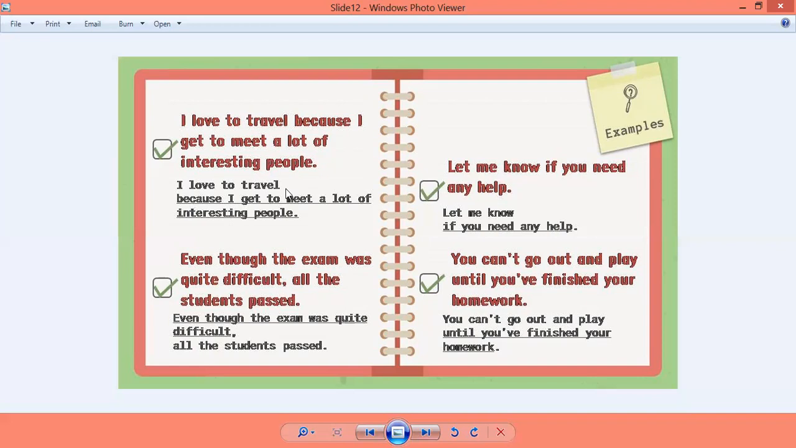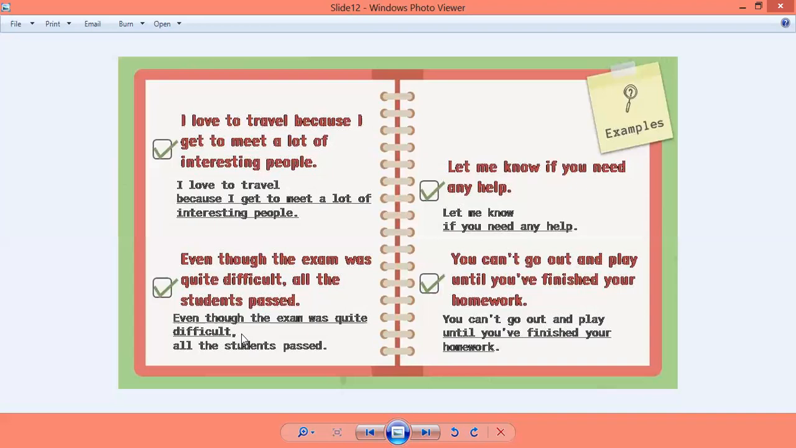Let us move on to next. Even though the exam was quite difficult, all the students passed. तो अभी पता चल गया हमें कि जो अंडरलाइंड है, that is a dependent clause, and the one which is not underlined is the independent clause. So we can see that even though the exam was quite difficult, भले ही एग्जाम बहुत बहुत ज्यादा टफ था, बहुत ज्यादा डिफिकल्ट था, that is what it means, right?